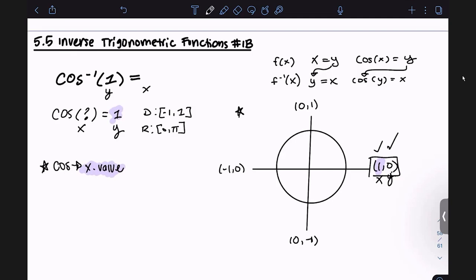Now as to what the exact value is, it's 0, because when you put in 0 here, you're getting 1. Cosine of 0 is 1, because you're looking at the x value. Cosine is the x value. So when you look at cosine of 0, it's 1.